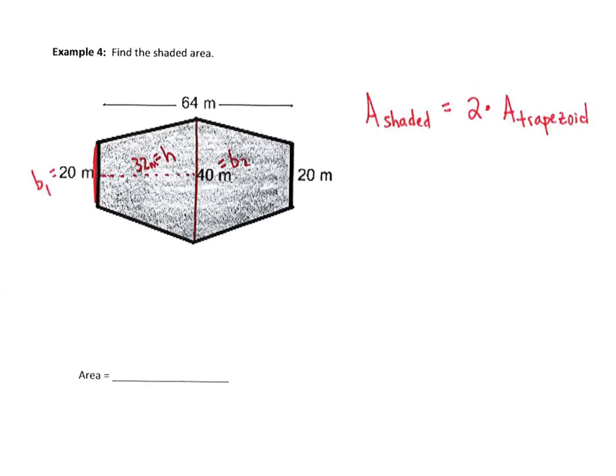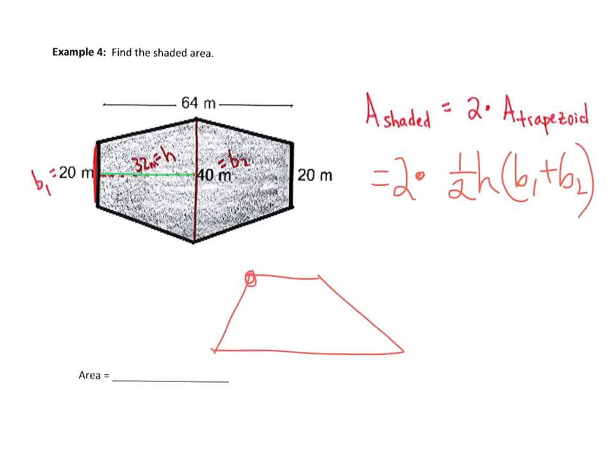And again, you guys are correct. Half of 64 is the height of each trapezoid. So now we are ready to plug in numbers, but we have to make sure we write down the formula for a trapezoid. So we have 2 times the area of a trapezoid is 1/2 height times the sum of the bases. And remember, that formula comes from if you take any trapezoid and you connect the diagonal of the opposite corners, and you have just created 2 triangles. So that's where that formula comes from.